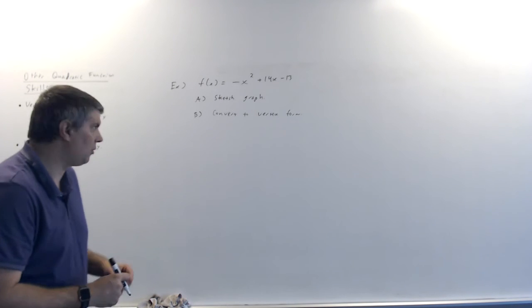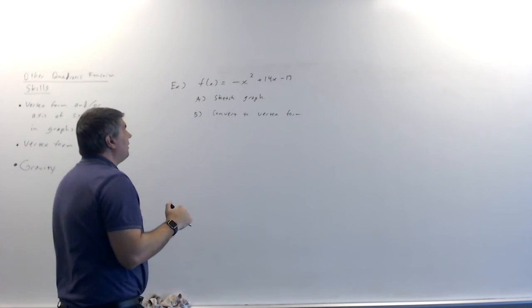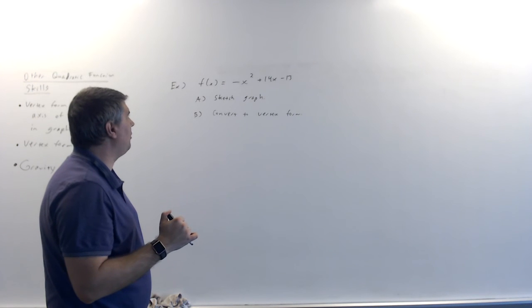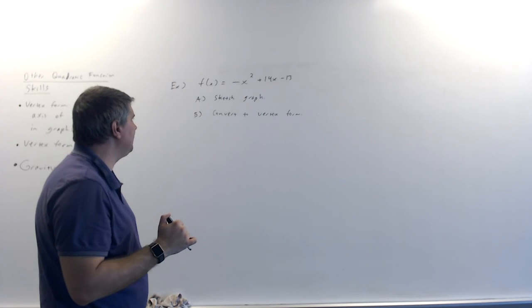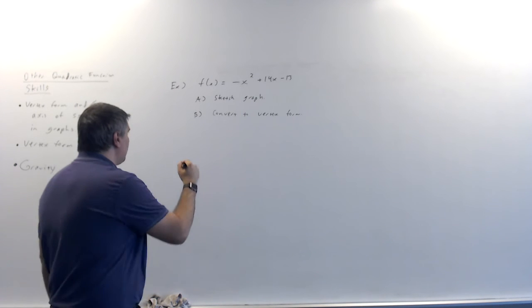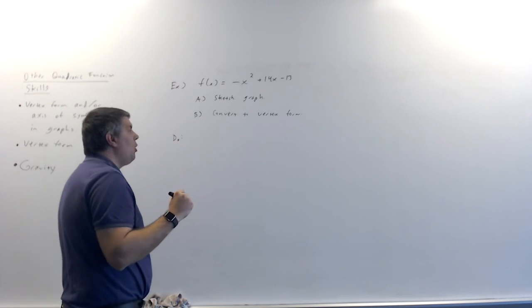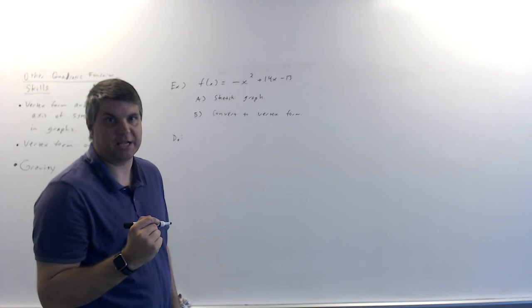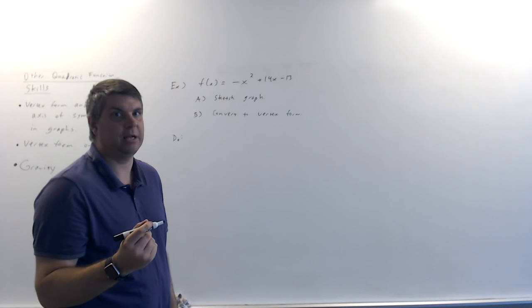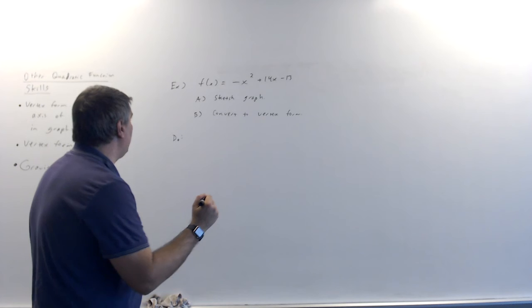Okay, here's another one. For f of x equals -x squared plus 14x minus 13, a, sketch the graph. B, convert to vertex form. All right, so here goes. So unlike the previous example, we're going to sketch the graph and then do vertex form. And this time the axis of symmetry wasn't asked for. Okay?